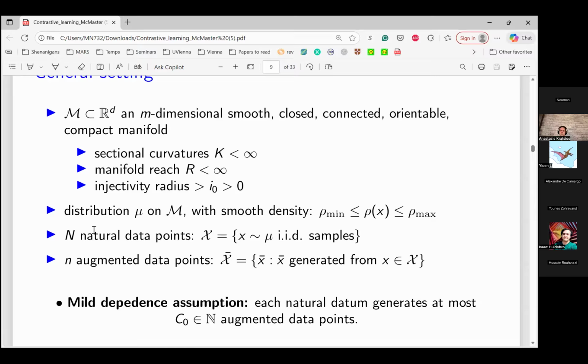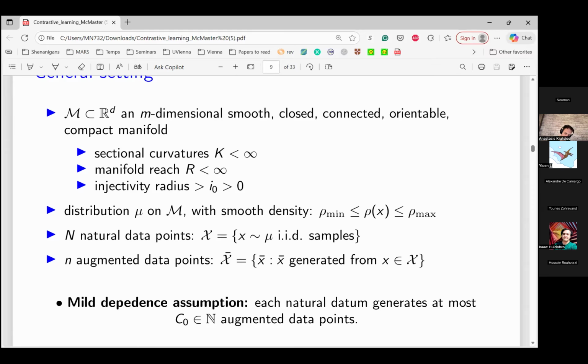And here you have big N natural data points, the original data set, sampled from this sampling distribution, IID. And then the augmented set has little n augmented data points. So little n here is bigger than big N, and we denote it by X bar.